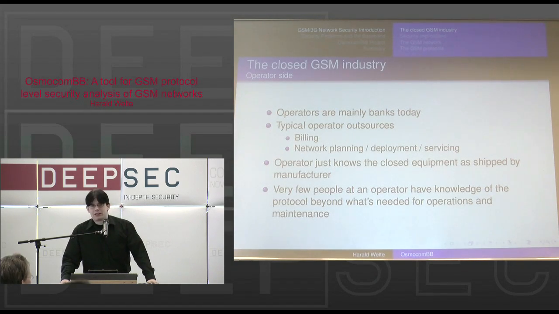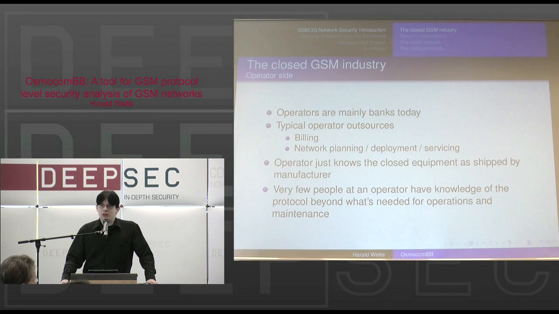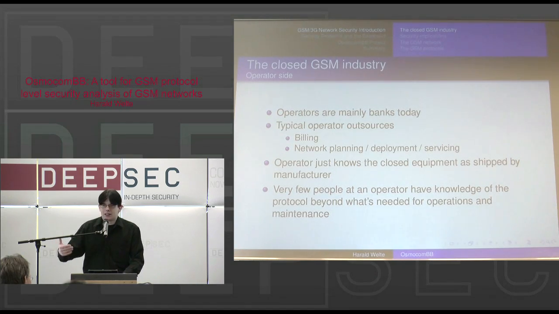Also, the technical staff at the operator mainly know the equipment as it is shipped from their supplier. They get some training courses from the supplier, and they have system administrator knowledge, but they don't have the knowledge that a developer of the system would have, the details of the protocols and so on. So you end up having very few people, even at the operators, who know the protocol beyond the user interface that the supplier gives to them. Which I think is fairly dangerous. And especially since they're outsourcing more and more, they become, how can I say, a complete slave of the equipment manufacturers.